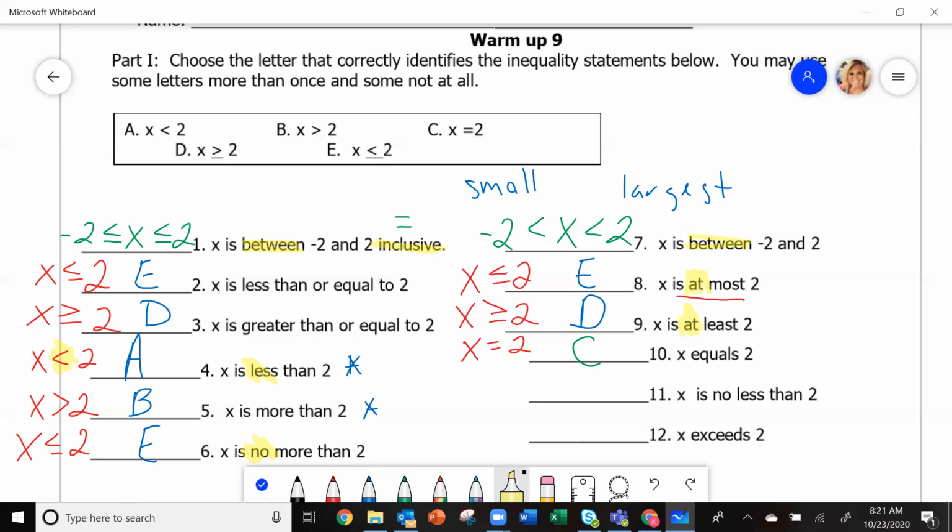Number 11, no less than. That no means the opposite. Remember what we talked about over here on number 6. No less than is going to be X is greater than or equal to 2. So that means that is letter D. Now, number 12 says X exceeds 2. If you exceed the speed limit, means you go over it. So X is greater than 2, which would be letter B.